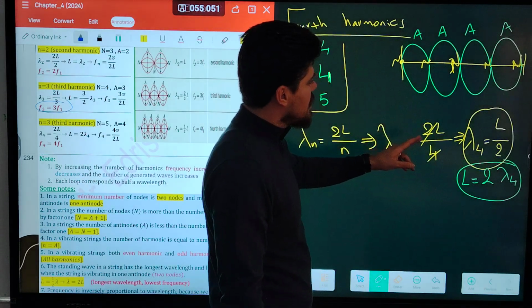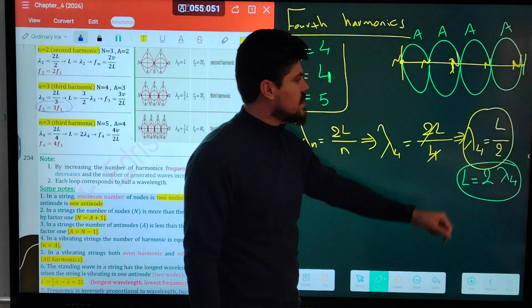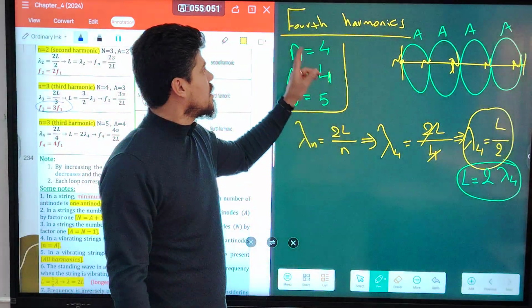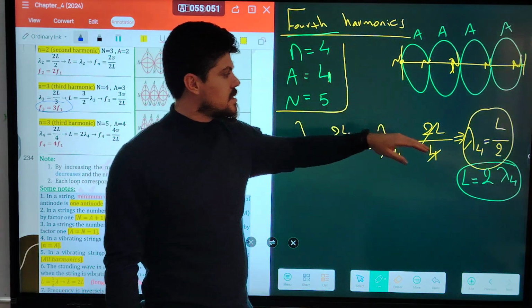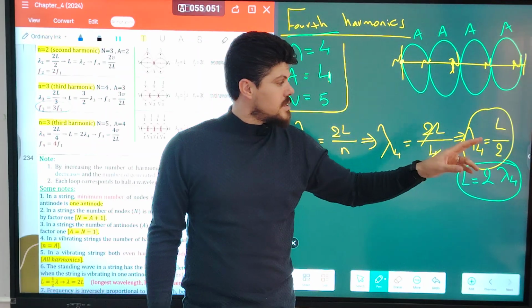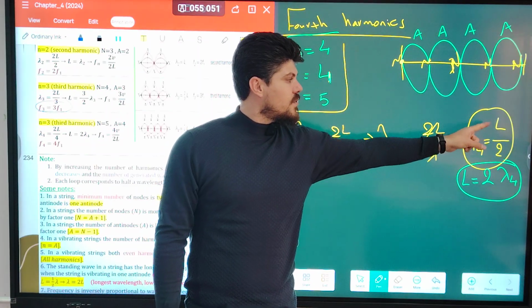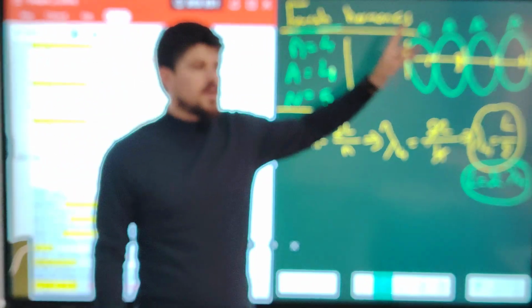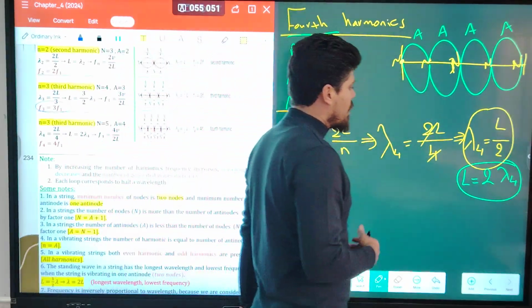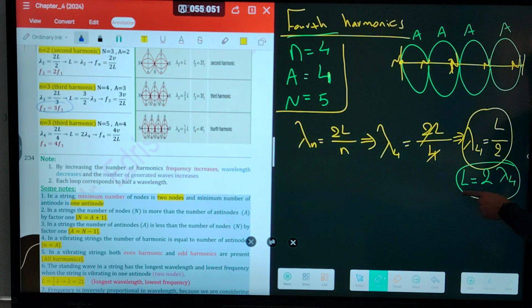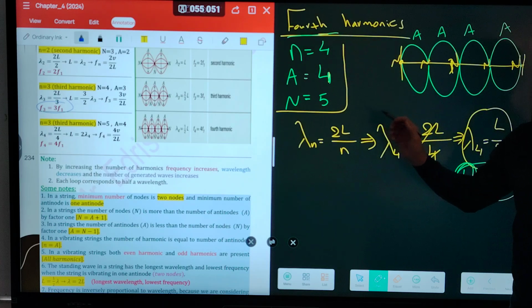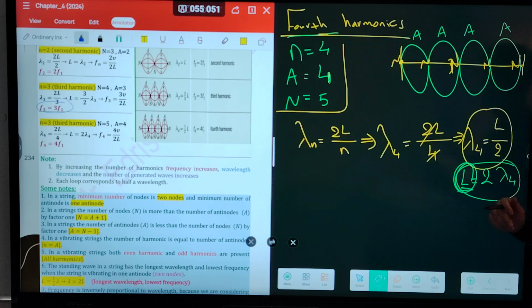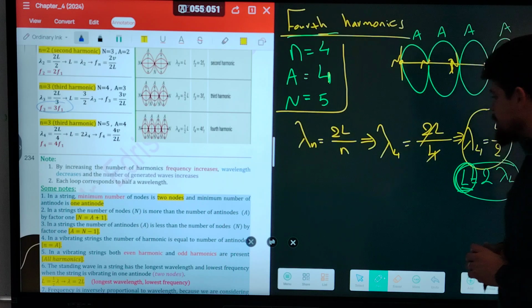In which harmonic is the wavelength equal to half of the length of the string? In the fourth harmonic. Once again, listen carefully. In which harmonic is wavelength equal to half of its length? In the fourth harmonic, when the string vibrates with 4 antinodes and 5 nodes. Or another question: when is the length of the string L equal to twice its wavelength? In the fourth harmonic, when the string vibrates with 4 antinodes and 5 nodes.